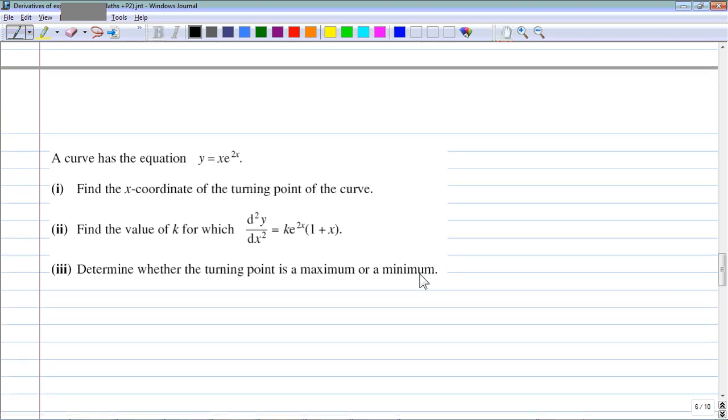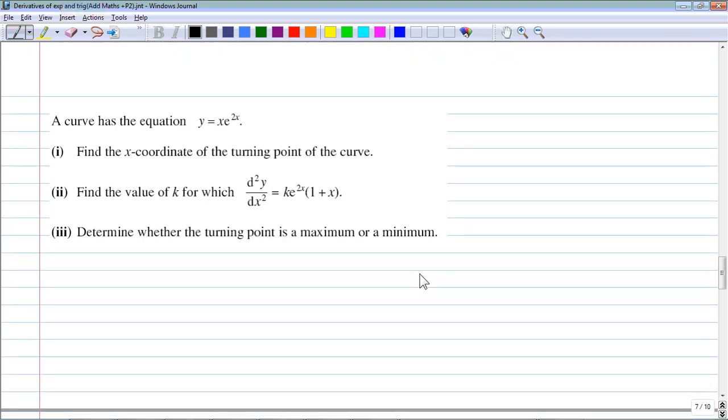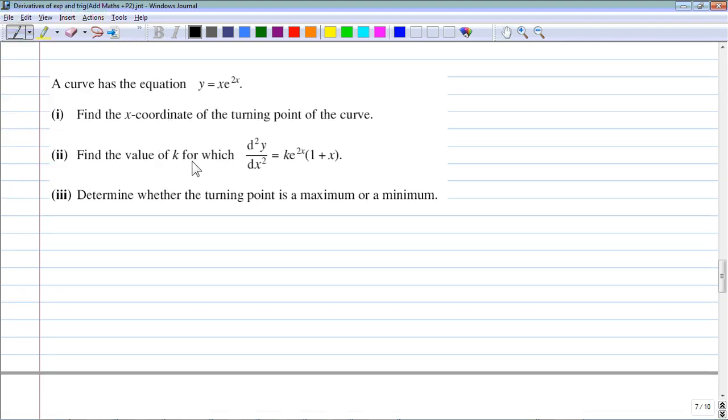So from now on we're going to look at exam questions. Here's our first one. A curve has equation y equals x e to the 2x. Find the x coordinate of the turning point of the curve. So let's do it over here. Part 1, x coordinate of the turning point.